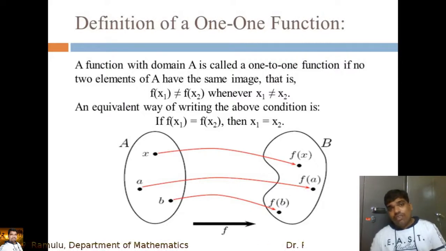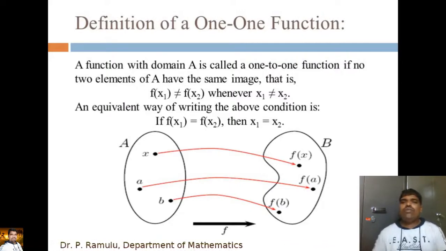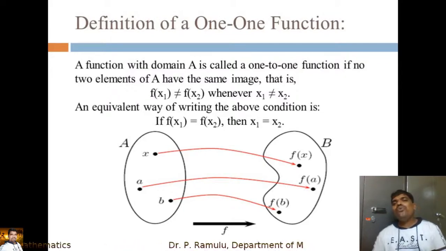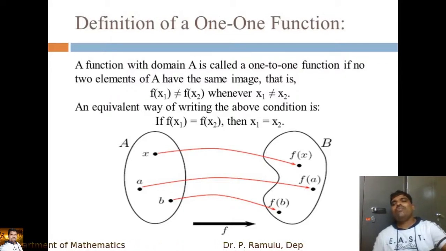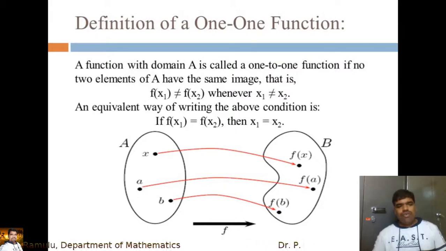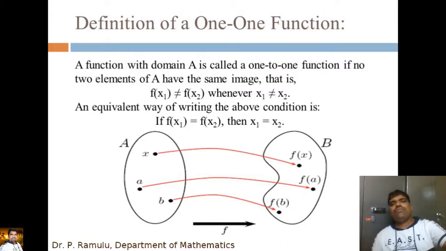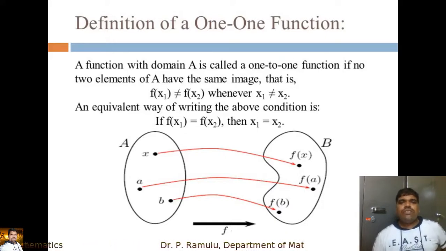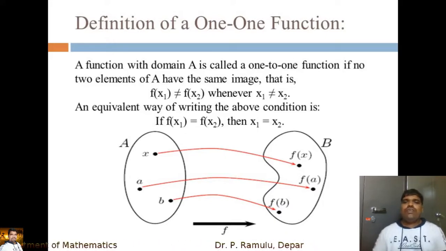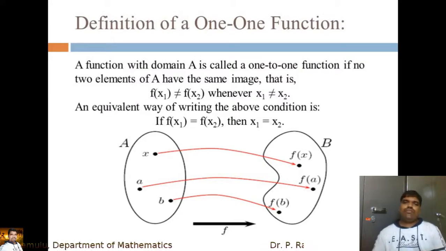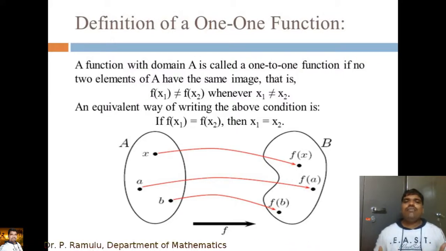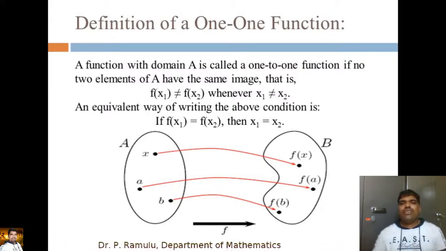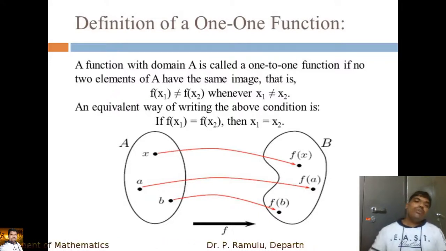Types of functions. The next topic is one-one function. A function with domain A is called a one-to-one function if no two elements of A have the same image. That is, f of x1 is not equal to f of x2 whenever x1 is not equal to x2. Different elements have different images. We may say it the other way also.